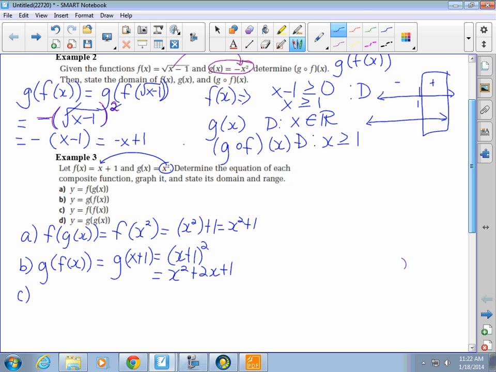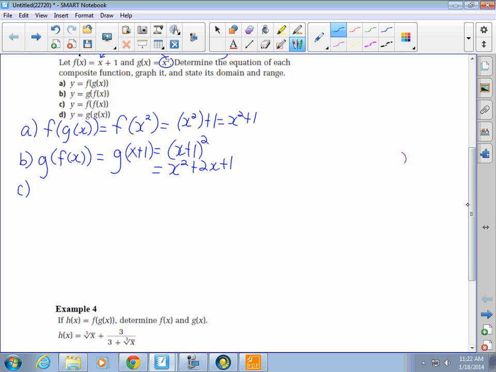C, the f of f of x. That means wherever there is an x in the f function, I'm going to substitute in x plus 1. So for the x in that x plus 1, I'm going to substitute in x plus 1, giving x plus 1 plus 1. So this is equal to x plus 2.